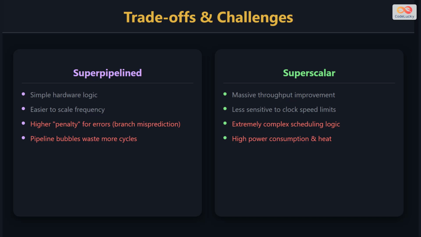Neither approach is perfect. Superpipelining is simpler to design, but suffers greatly if the pipeline gets clogged by an error, known as a hazard. Superscalar offers massive throughput, but is extremely complex to design. The CPU has to figure out which instructions can be done at the same time without breaking the program, which generates a lot of heat and requires complex logic.